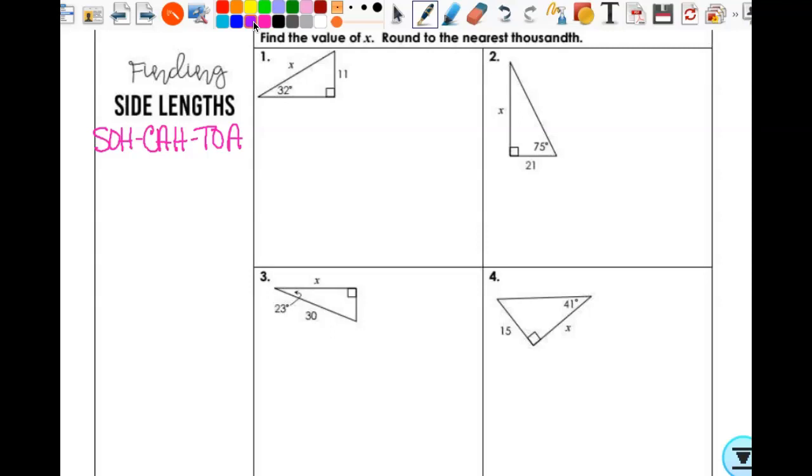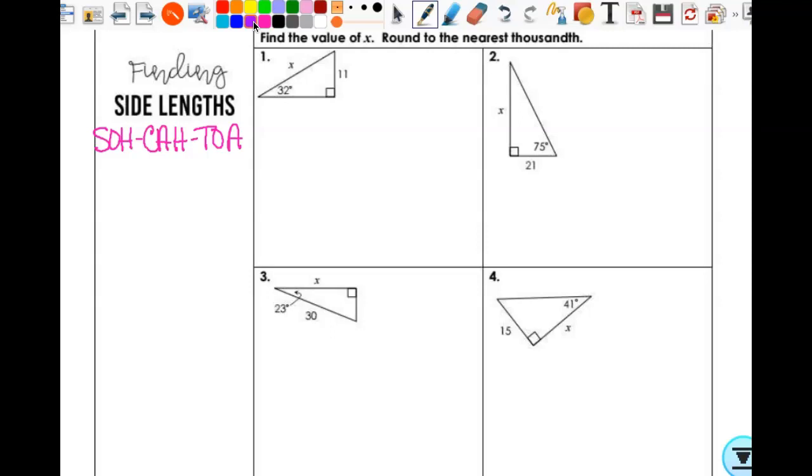Is number one a question I could use the Pythagorean theorem for? No. Okay, because sometimes there's more than one way to work a question, right? I can't because I only know one side. I'd have to know at least two. And it's not a special right triangle, so I can't use special right triangles. That's when I go, okay, now I have to use trig.